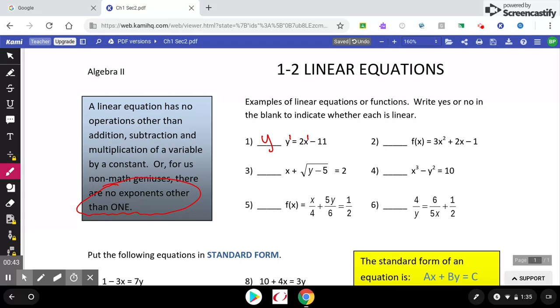And I'll explain what that means here in a second. So number 2, well, pretty darn obvious. That's not an exponent of 1. So that's actually called quadratic. That's chapter 5 in Algebra 2. But we're in chapter 1, so all you have to worry about for now is writing an n for now.